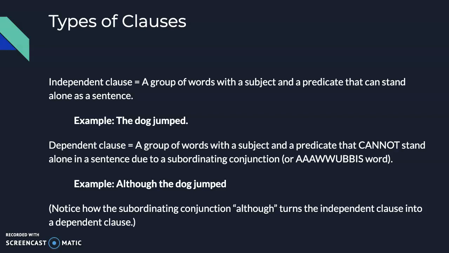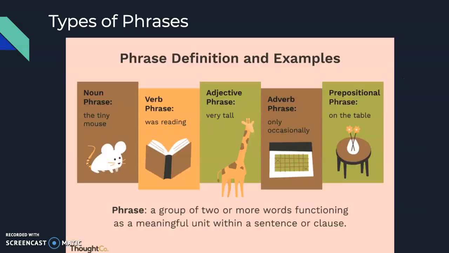Now, a dependent clause is a group of words that has a subject or a predicate, but it can't stand alone in a sentence, typically because it has a subordinating conjunction or another word that changes its function. For instance, although the dog jumped. Notice how by adding that word although, which is a subordinating conjunction, it's made our independent clause dependent. Now it can't stand by itself. It's not a complete thought. We need more information to make it work as a sentence.